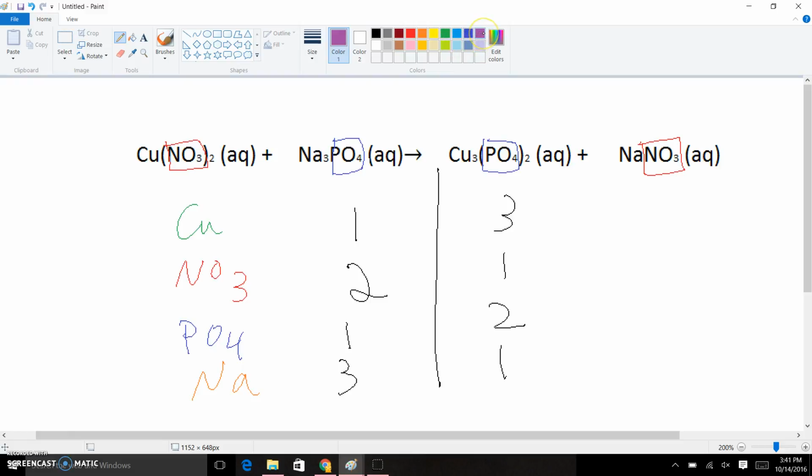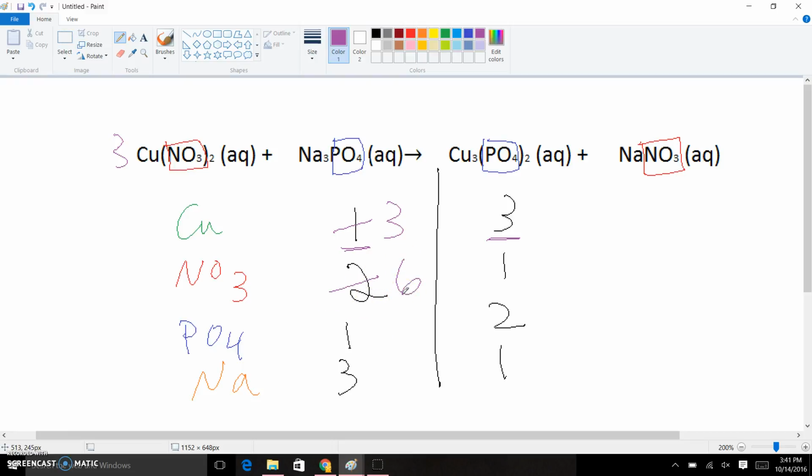So I'm going to try to see what I can do. Really, from here, it doesn't matter where you start. Not at all. I can start in any spot that I want. I'll start with the coppers. I have 3 coppers on the right and only 1 copper on the left, so I'll put a big 3 out front here. That way I've got 3 coppers on the left and 3 on the right, but then I also created more nitrates, so 3 times 2 gets me a total of 6 nitrates. Well, let's go to the nitrates then.